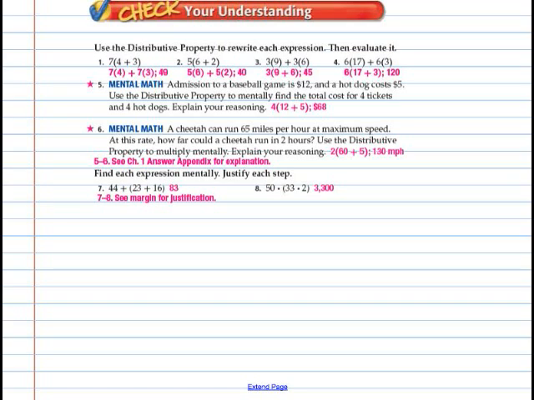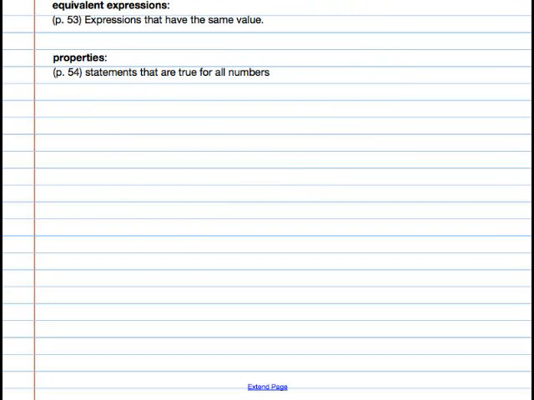Here are the answers. You can go back and check yours if you decided to do some additional examples. These are the correct answers. The two vocabulary terms in this lesson are equivalent expressions and properties. You're responsible for knowing those. You should memorize them. You'll be evaluated on your knowledge of those terms at some point in the chapter.